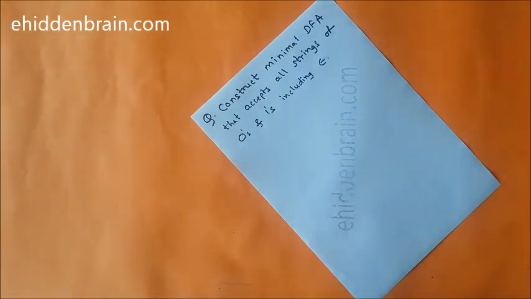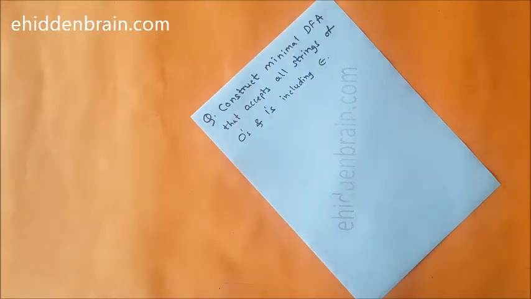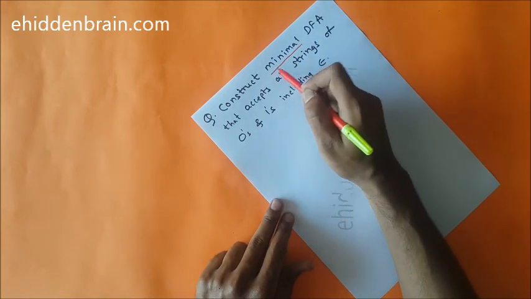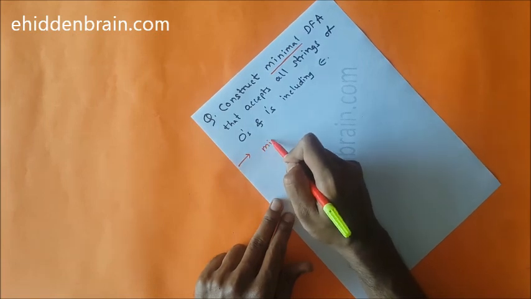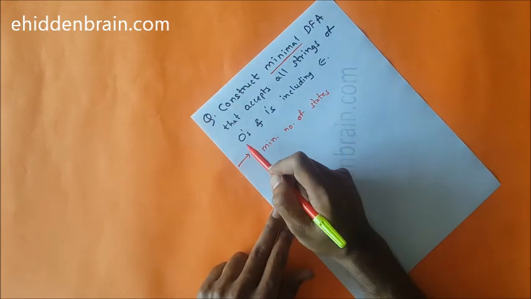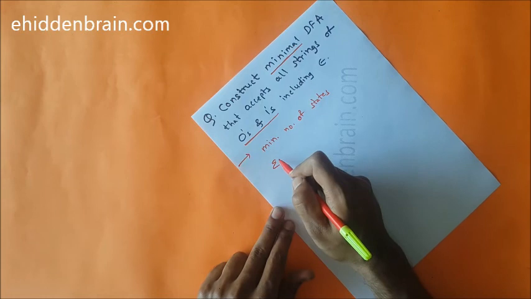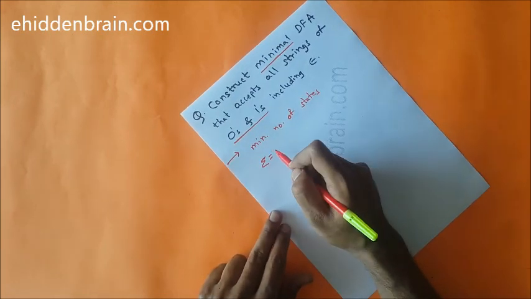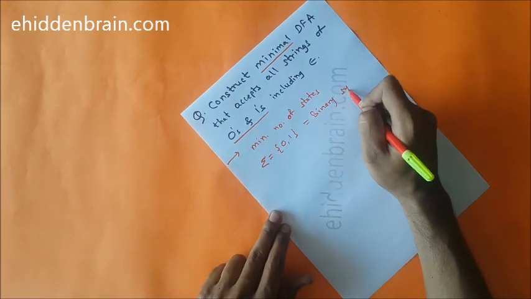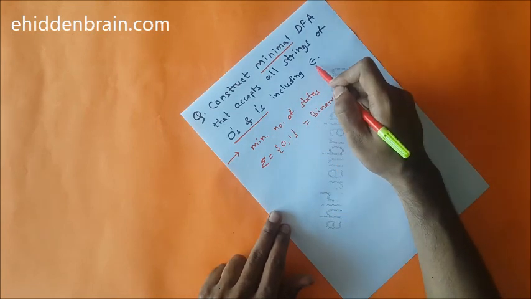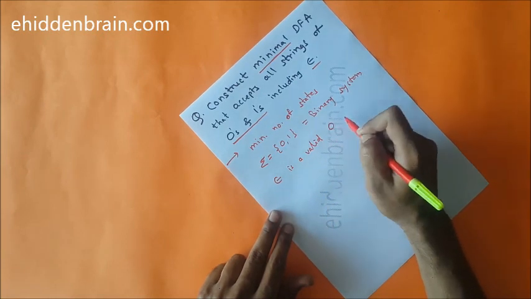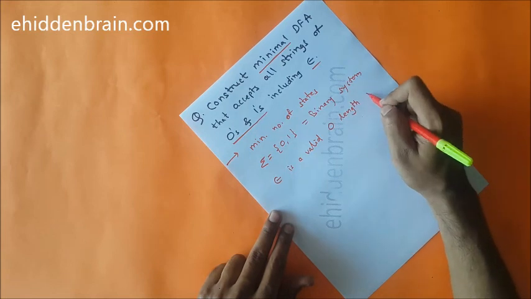So this is the question. It says construct a minimal DFA that accepts all strings of zeros and ones. So there are two things very clear here. One thing is a minimal DFA. Minimal DFA means minimum number of states, right? So you must draw the minimum number of states. And then zeros and ones means the input alphabet sigma will be 0 and 1, a binary system, you can say. And it says including epsilon. Now what is epsilon? Epsilon is a valid zero length string, we can say.